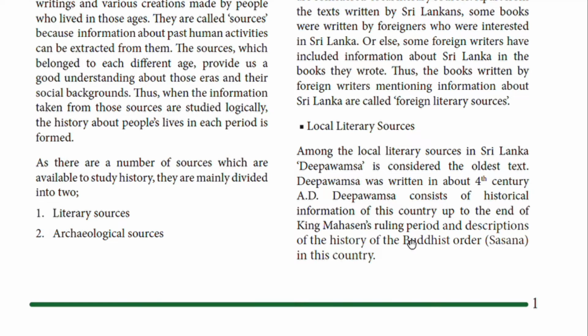So here, Deepavamsa is the oldest literary source in our country, and it was written in about the 4th century AD. It consists of historical information about the country up to the end of King Mahasen's ruling period. There are some records about the country, but mostly it includes information about the Buddhist order.